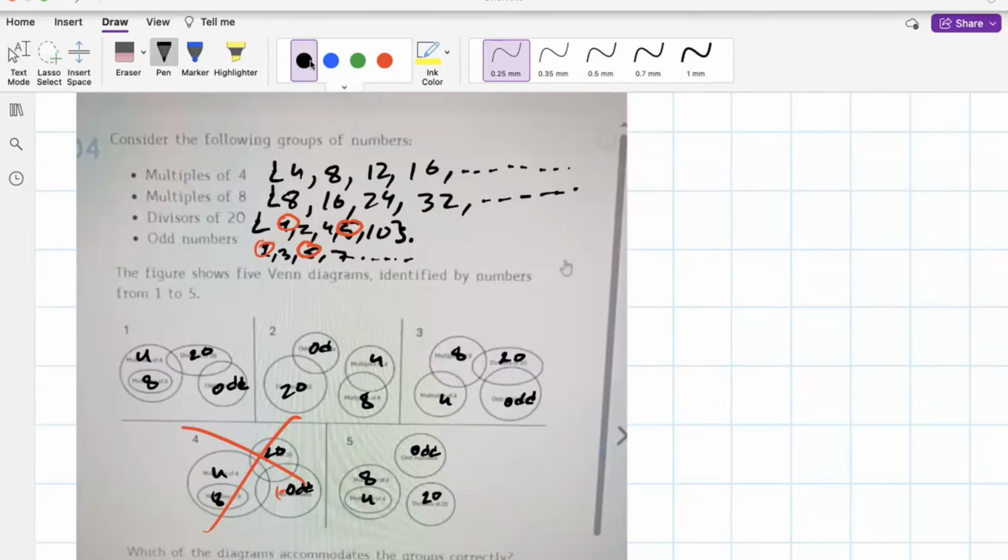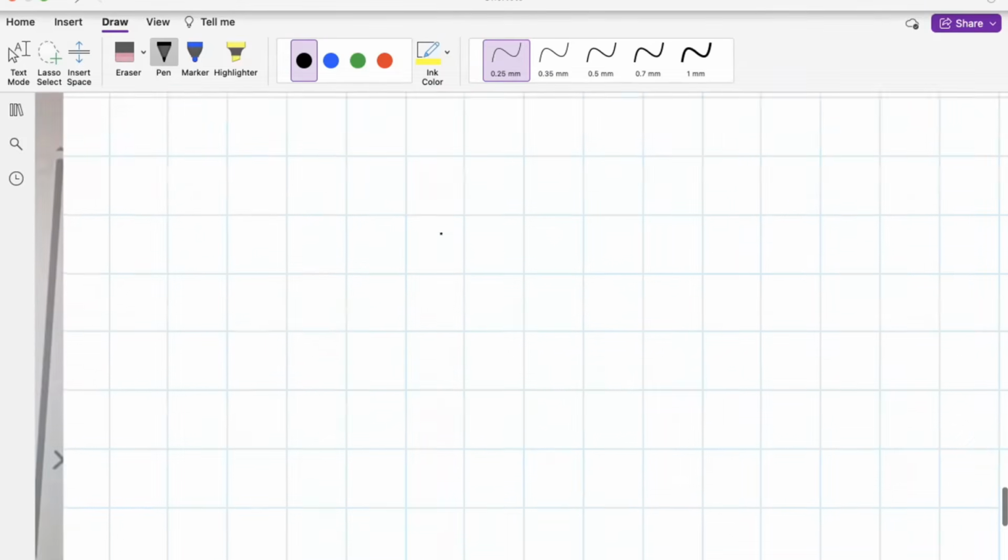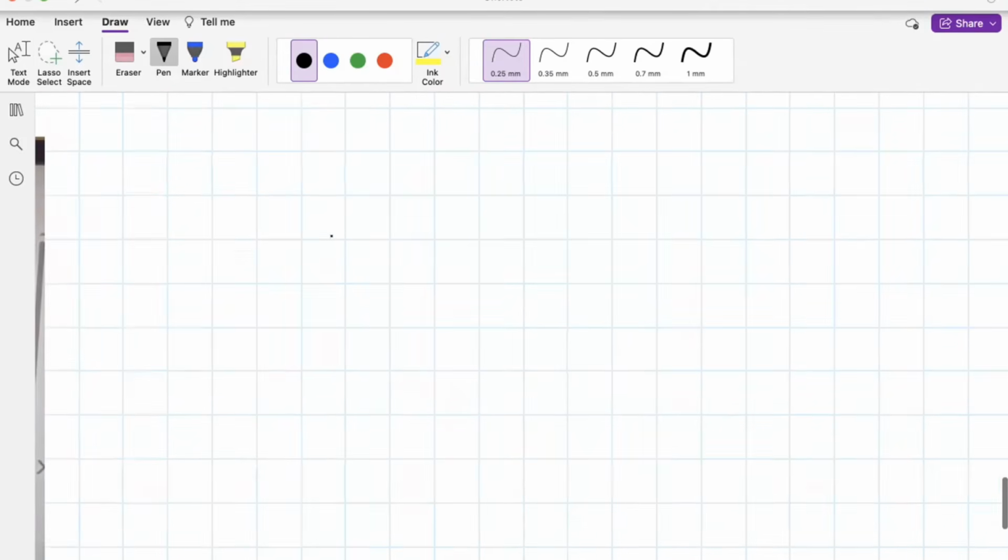In order to solve this problem, first of all, you have to see the relationship of the multiples of 4 and multiples of 8. Look, 4, 8, 12, 16, and look at this number, 8, 16, 24, and 32. Actually, if you try to use a Venn diagram, I will not introduce what the Venn diagram is, but I will assume that you know.